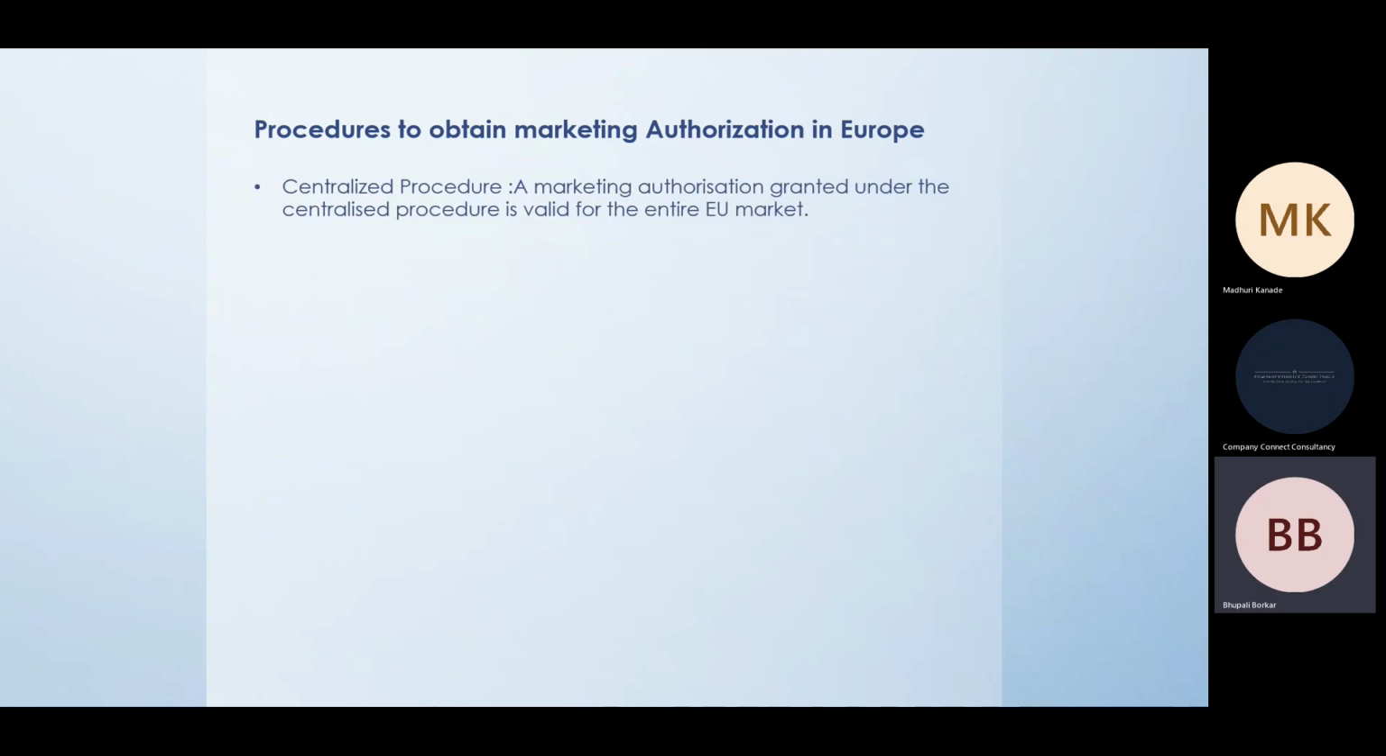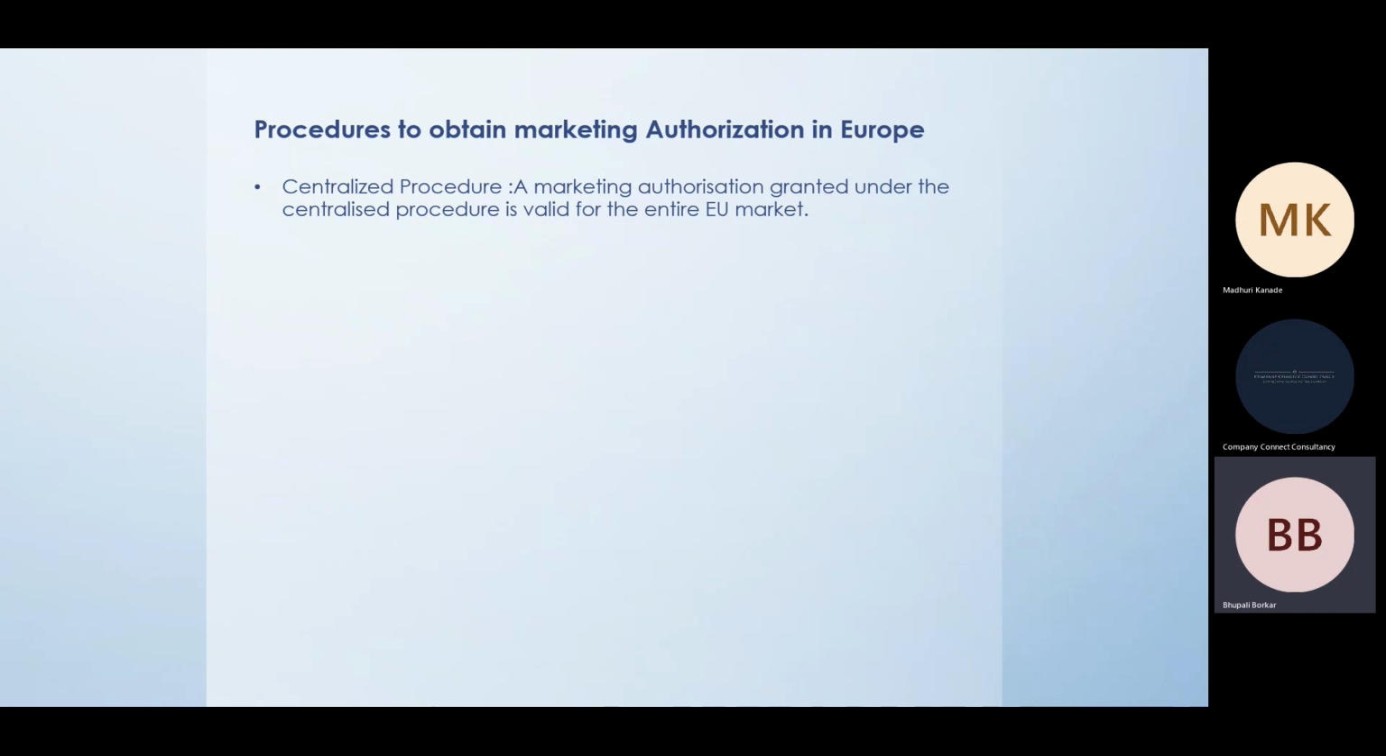So the first procedure we have is the centralized procedure. A marketing authorization granted under the centralized procedure is valid for the entire European market. This procedure is mostly used for orphan drugs. Orphan drugs are the drugs which are used for rare diseases, like cancer and AIDS. So those medicines are registered mostly through this procedure, that is, the centralized procedure.